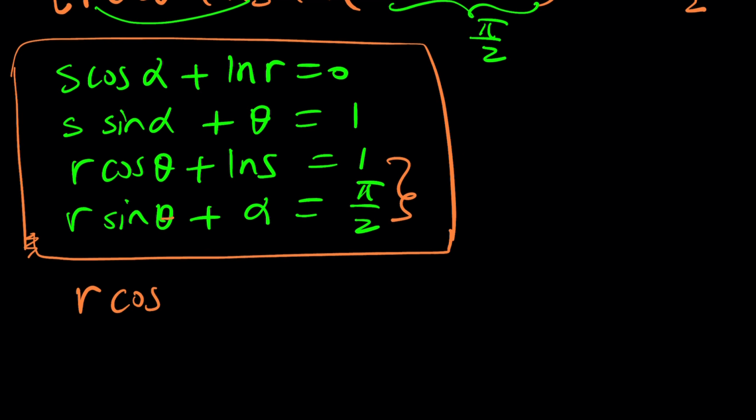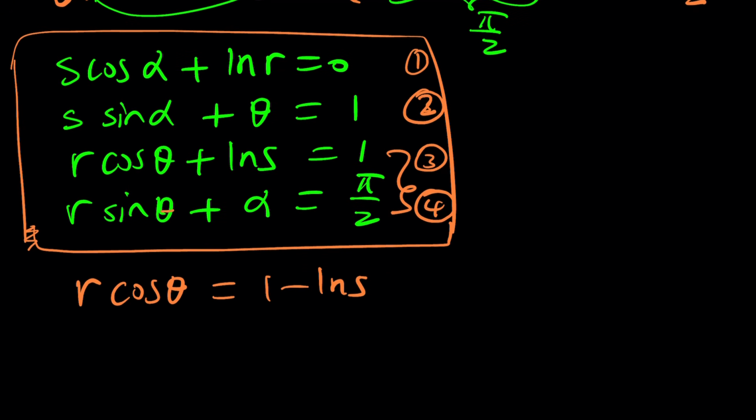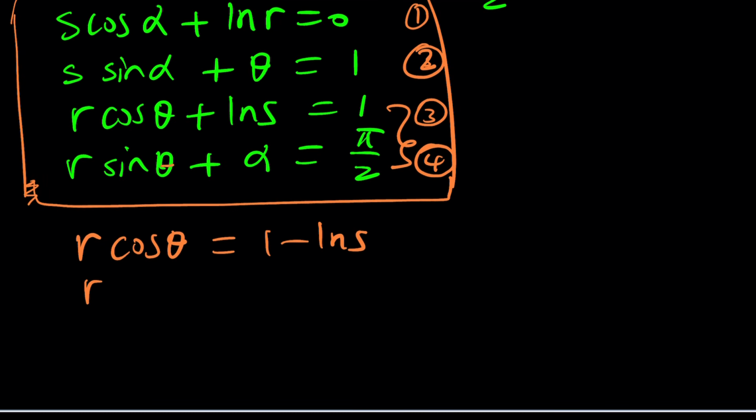So here's what I'm going to do. I'm going to isolate r cos θ from equation. So let's number these equations again. Oops, I'm not good with arithmetic, am I? So 1, 2, 3, 4. And then I'm using equations 3 and 4 now. And isolating r cos θ, I get that. And isolating r sin θ, I get this. Okay, awesome. Now we're going to do the following, which is fun.